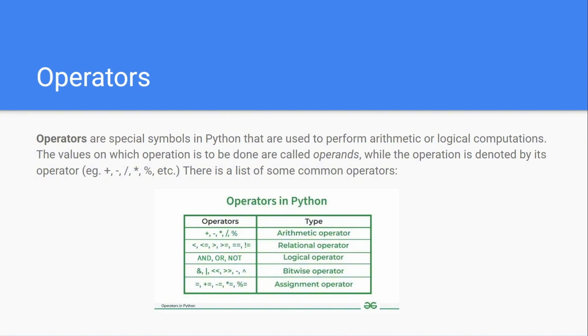Operators. Operators are special symbols in Python that perform mathematical or logical calculations. The values being used are called operands. While the symbol shows which operation will happen, some common operators are addition, subtraction, division, multiplication, and modulus. These operators use symbols such as plus, minus, slash, asterisk, and percent, respectively.